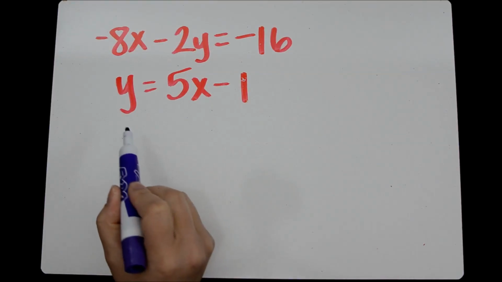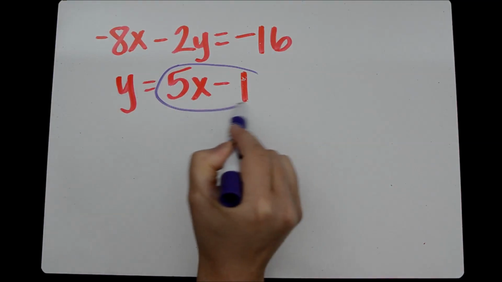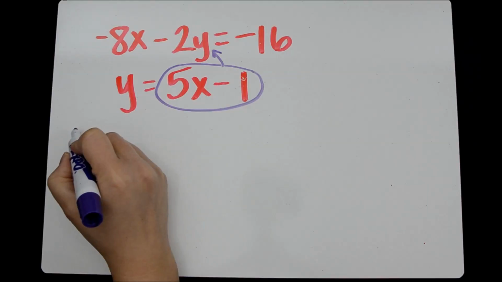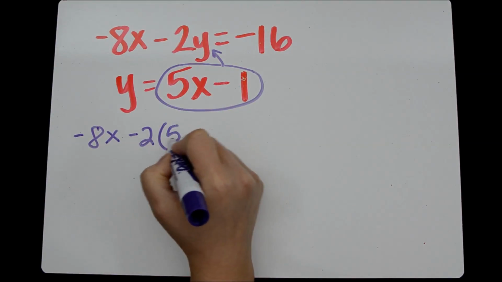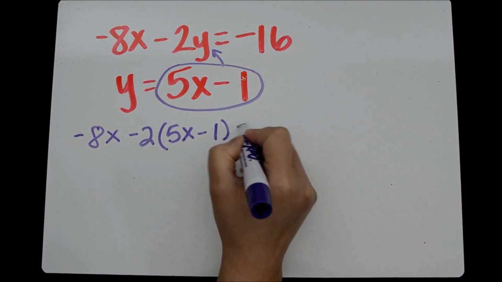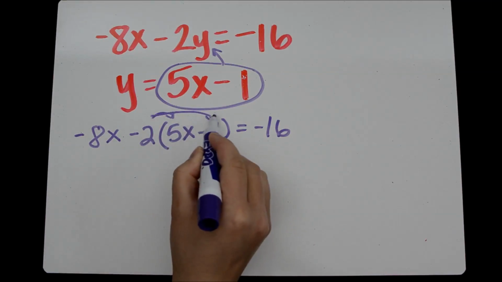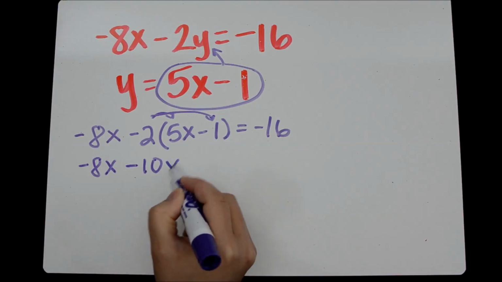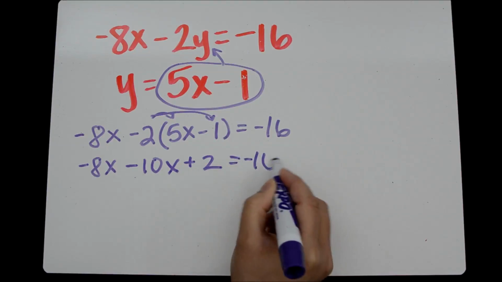What we can do if y is equal to 5x minus 1 is we could take the quantity of 5x minus 1 and substitute it or replace it in for y of the equation we haven't used yet. So I'm just going to rewrite this equation substituting in 5x minus 1 where we had y, and it becomes a multi-step equation. So what we're going to do is distribute, and that becomes negative 8x minus 10x, and then plus 2 equals negative 16.